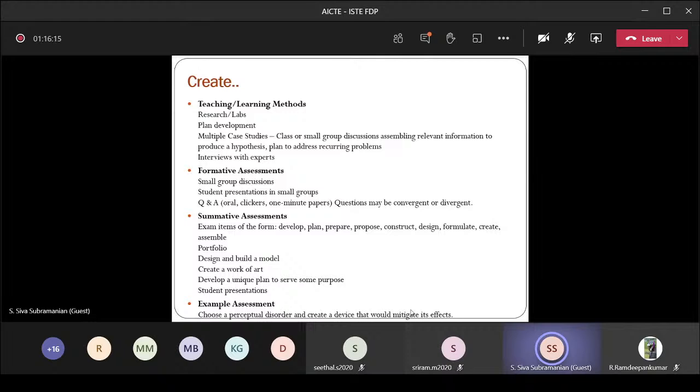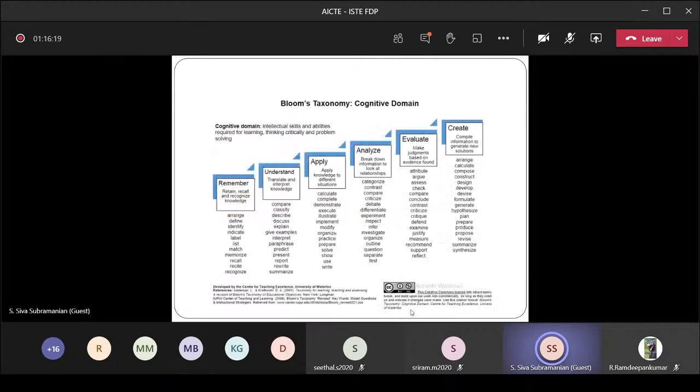So this is what I said on Bloom's taxonomy. On the cognitive domain, it's remember, understand, apply, analyze, evaluate, and create. And it has corresponding phrases and what it is all about, right?